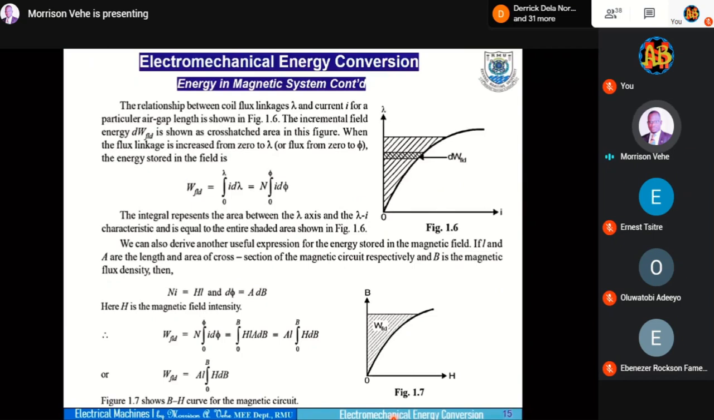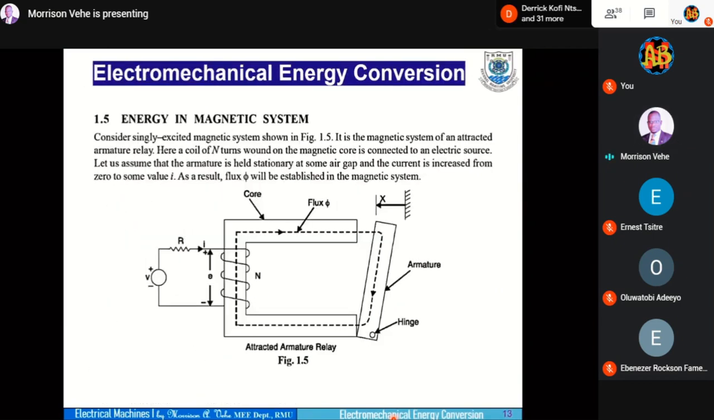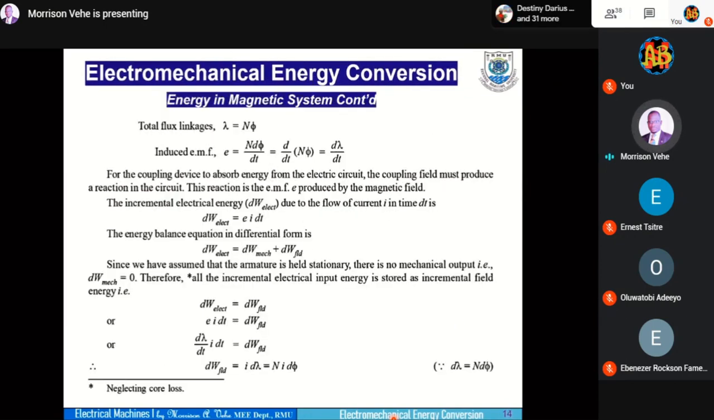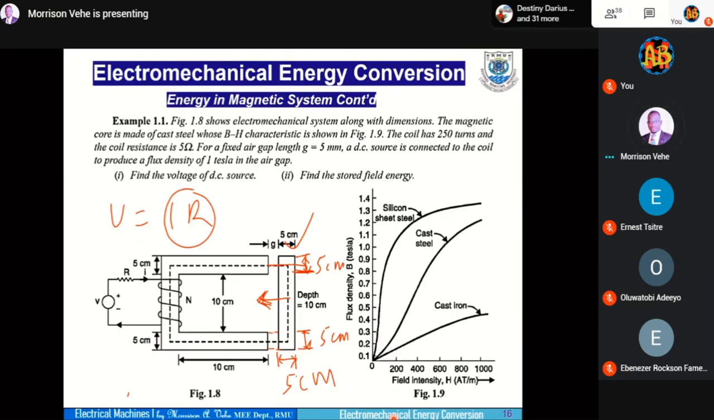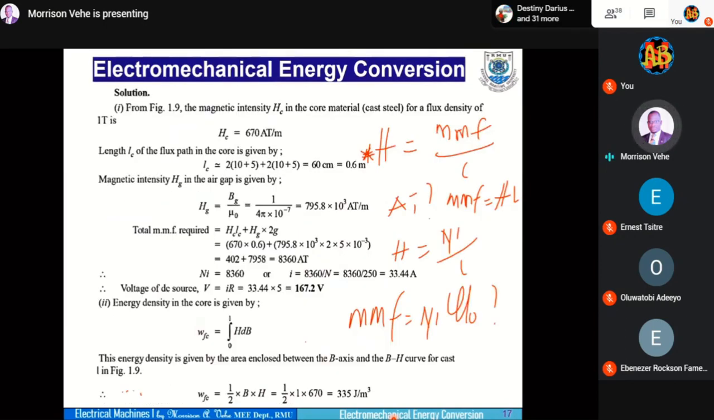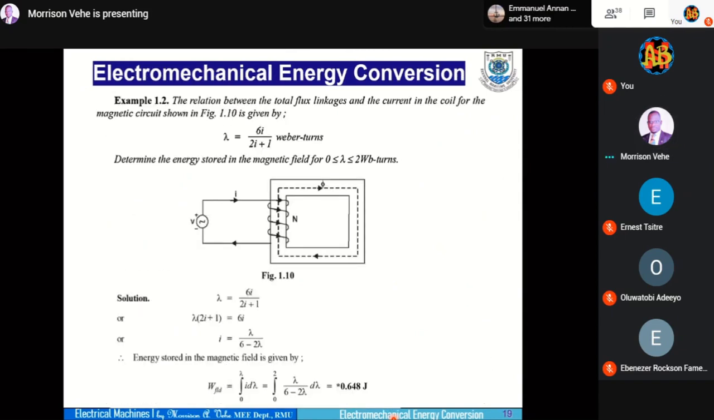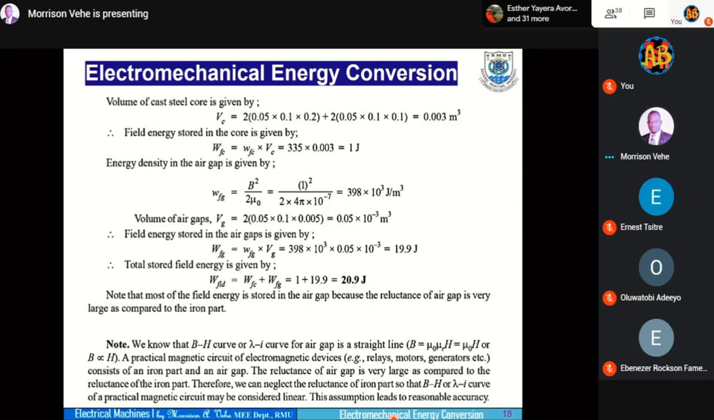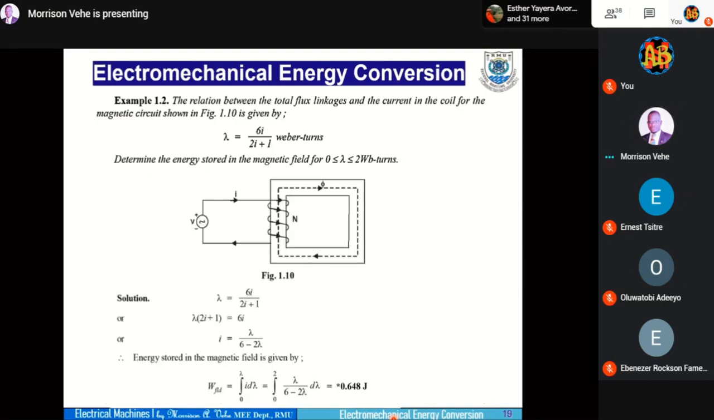And I think I talked about some, no, we are yet to talk about that. We are yet to talk about some linearity in our concept of this magnetic mechanical energy system. So we'll talk about that. But this is also another example.